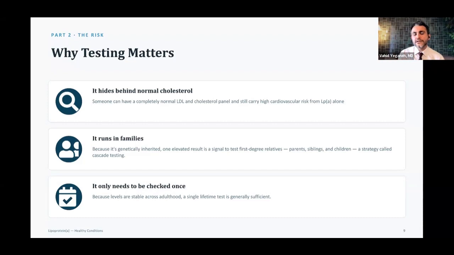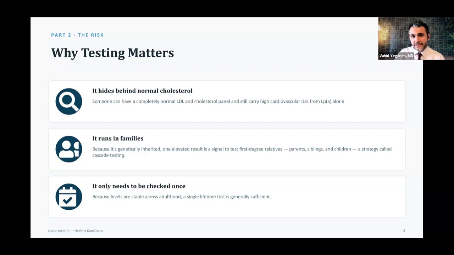Now, why once in our lifetime? If you remember, I mentioned that right around the age of 5 onwards, this number stays stable. Not a whole lot we can do about it when it comes to lifestyle. I'll get into that in a moment in terms of what we can do about it. And so we just need to know, are you one of those 1 in 5 people or not? Do you have that additional risk factor or do you not? And so we do that just one time.